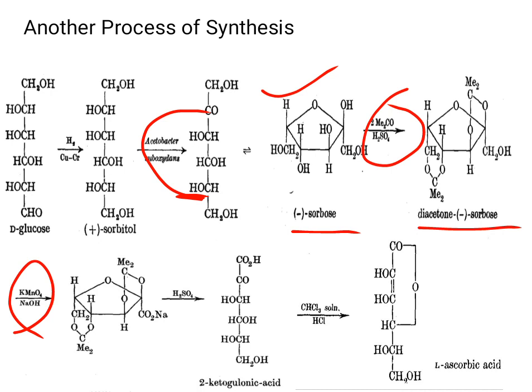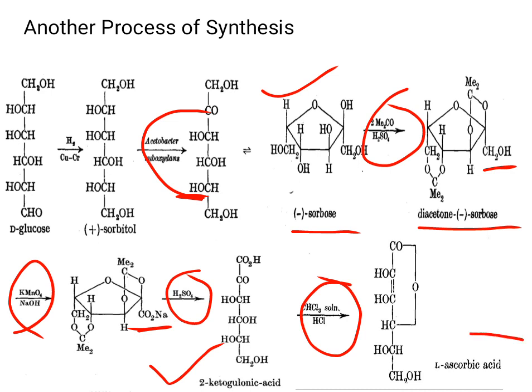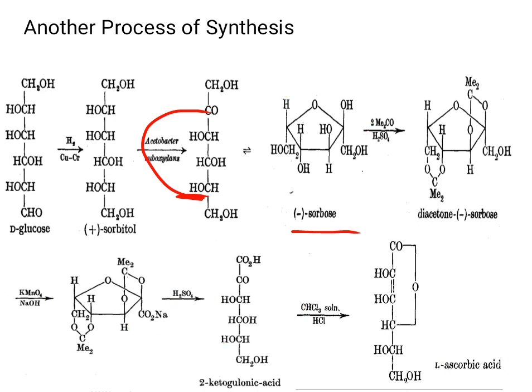Then something will happen, and what is it? Actually this CH2OH will be oxidized, and then add some acid, so you will get 2-ketogulonic acid. Then if you give chloroform in HCl solution, so at last you will get L-ascorbic acid. This one. Just try to understand, do it yourself.